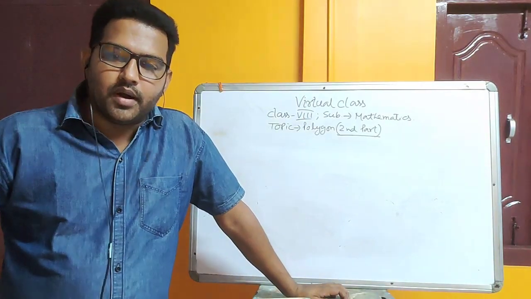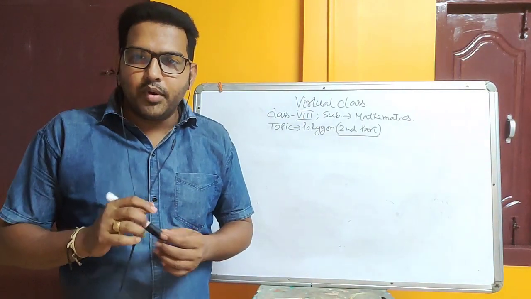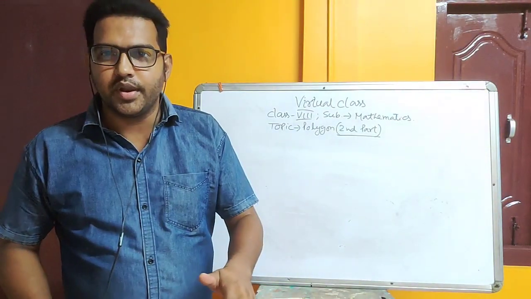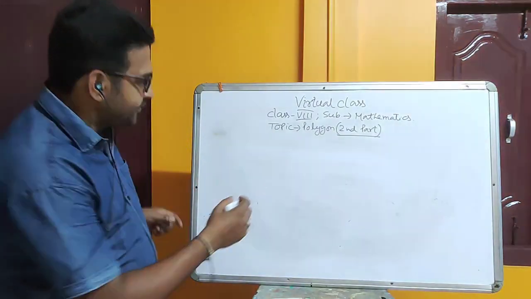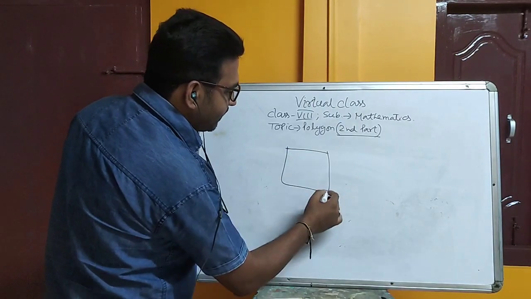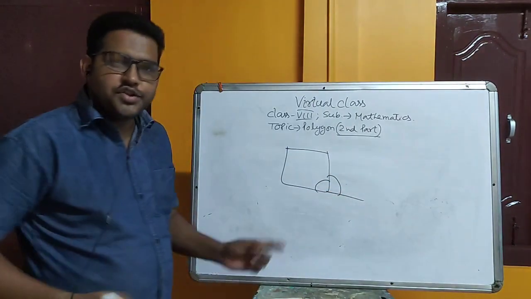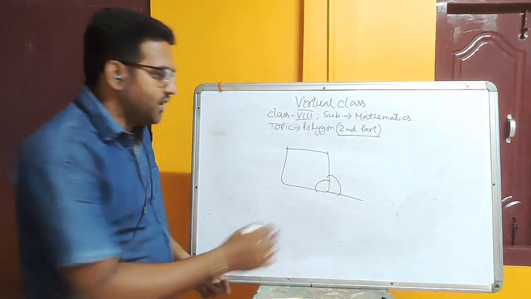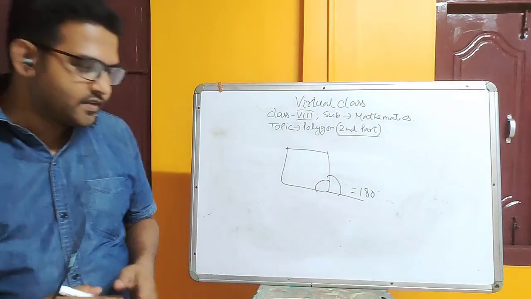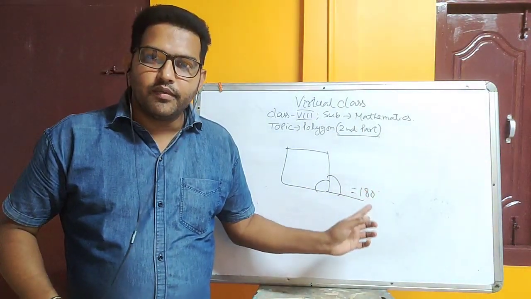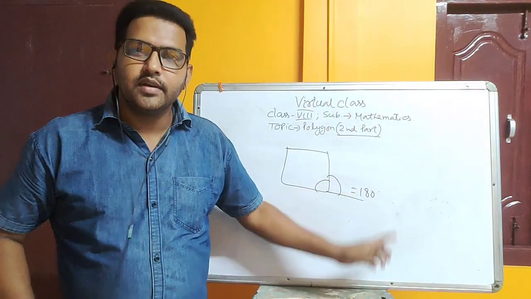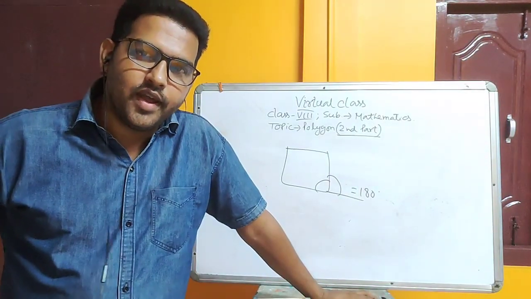In its concluding part, I am going to tell you a simple relation between each interior and each exterior angle of a polygon. Suppose a quadrilateral is drawn. The sum of each interior and its corresponding exterior is always 180. Got this? You just remember this particular formula. The sum of each interior and its corresponding exterior is always 180 degree in case of any polygon.